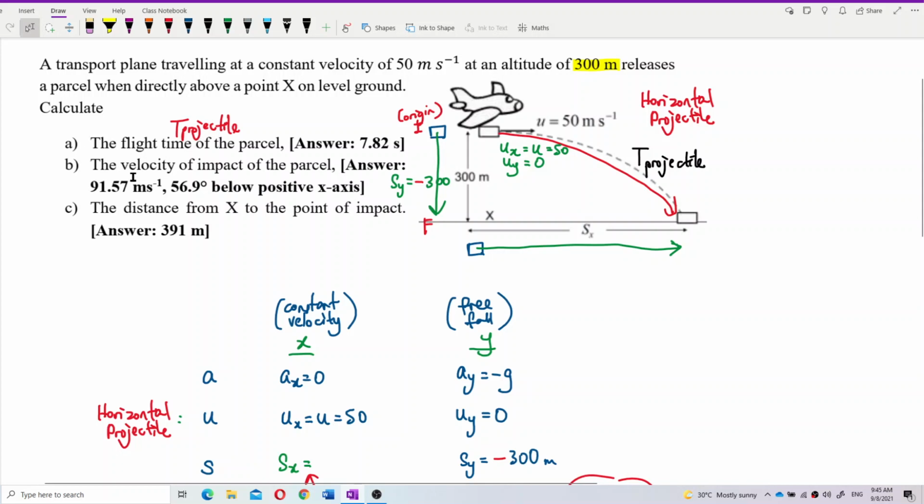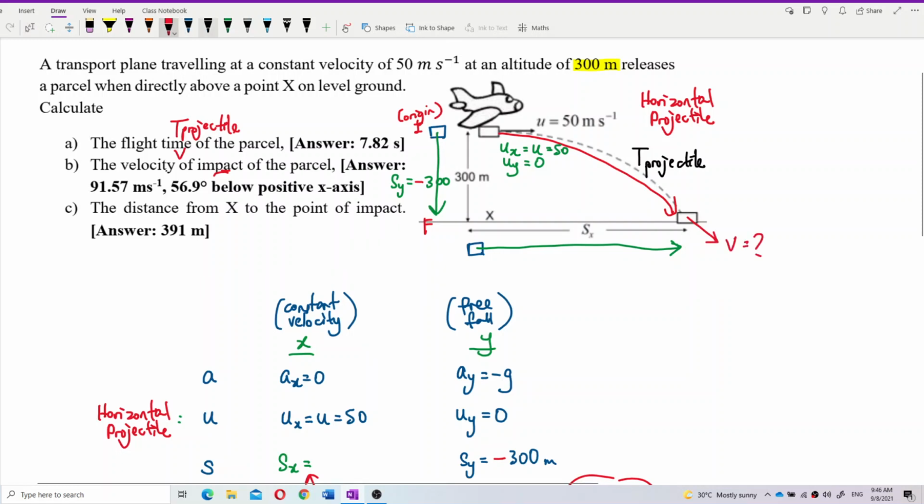Now let's look at B. The velocity of impact of the parcel. Oh, velocity. So this question, now he wants to find velocity, which is the final velocity of impact. Impact means just before reaching the ground. So this is the one. Yeah, we need to find this final velocity.